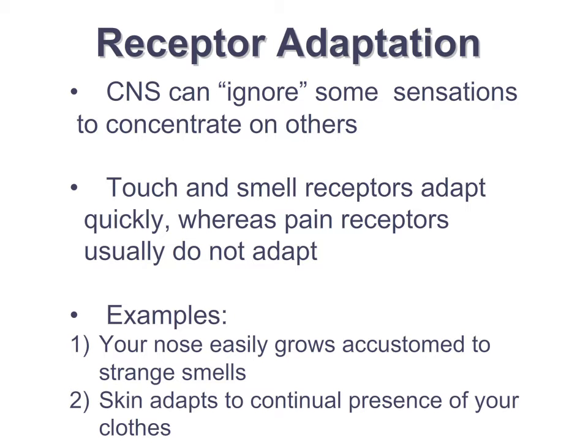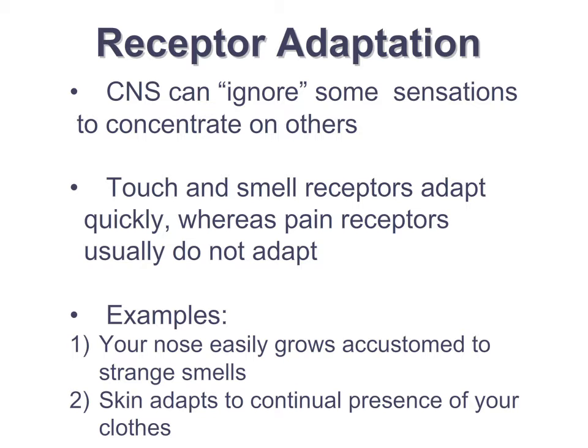Now, while we're on the subject of stimulation, sensation, and perception, we need to talk about something called receptor adaptation. Sensory receptors can basically ignore stimulus that's constant, because constant stimulus is usually something that's going to be ignored anyway by the central nervous system. And so certain senses, such as touch and smell, adapt very quickly. Basically, after being repeatedly stimulated, these sensory receptors stop firing off action potentials. And without those action potentials, the cerebral cortex is no longer aware of the stimulus.